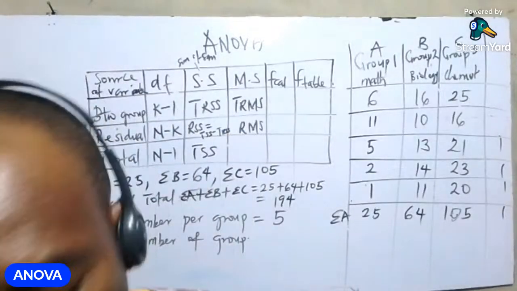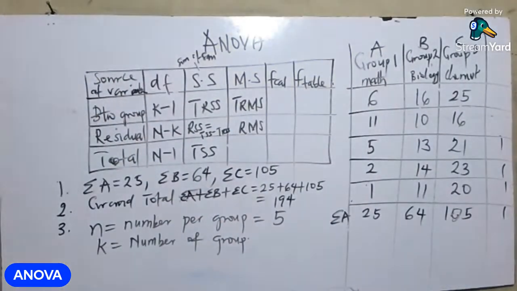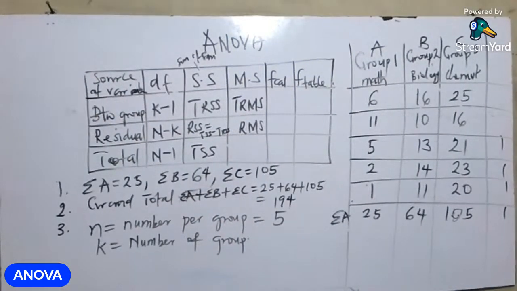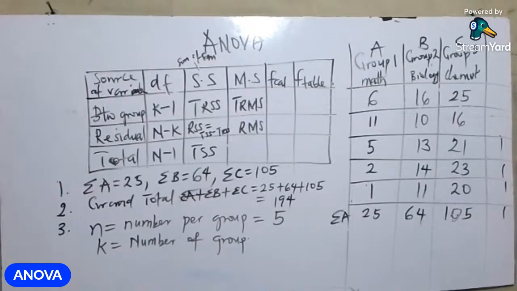Can I get that in the comment section? How many do we have in the group? How many groups are we working on? I need it in the comment section. I can see a response.